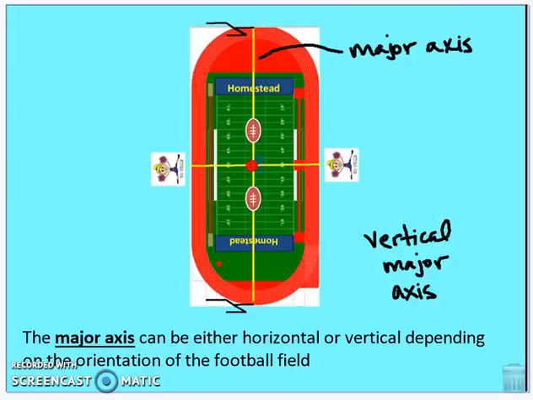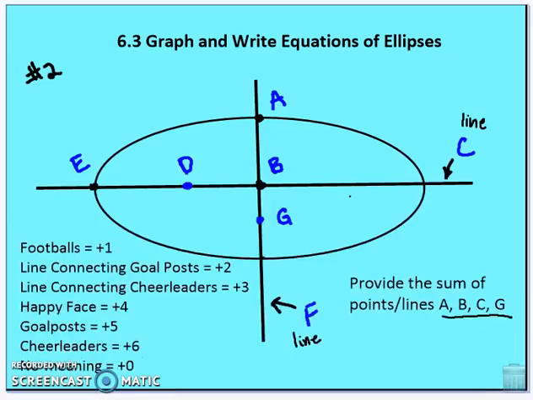All right, so now we're going to go to a layout of the ellipse with a horizontal major axis. I'm going to give you some letters, and I'm going to ask you to connect them either to the football, which we said was the foci, line connecting the goalpost, which is the major axis, line connecting the cheerleaders, minor axis, happy face, which is the center, goalpost as the vertices, cheerleaders as the co-vertices. And I want you to identify and write down the value associated with each of the letters here. I'm going to pause and then move on.